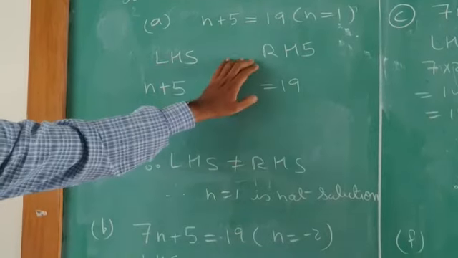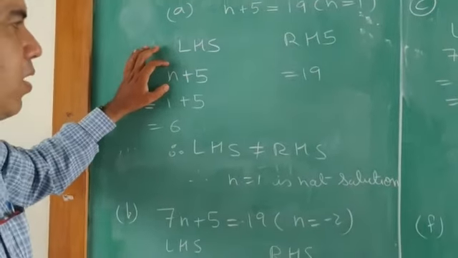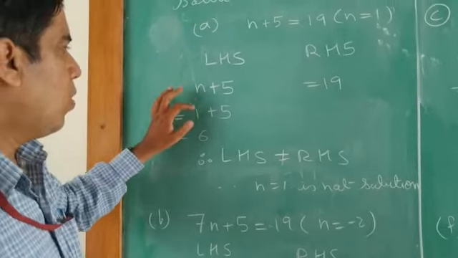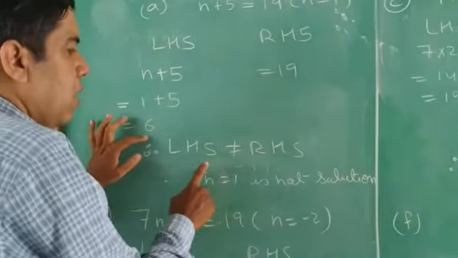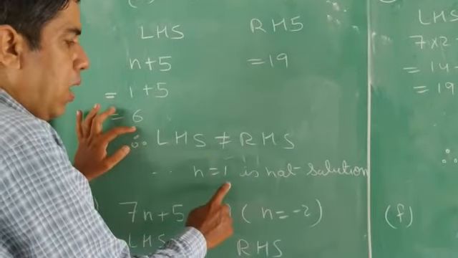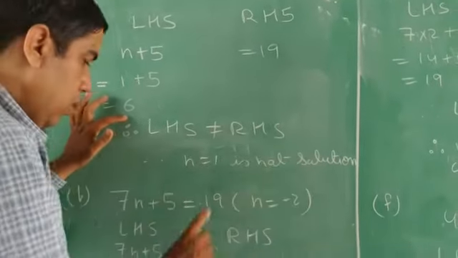So I will write first LHS, RHS. So what is LHS? N plus 5. I kept a value n equal to 1. So 1 plus 5 equal to 6. And here you can see it is 19. Both are not equal. So n equal to 1 is not a solution.